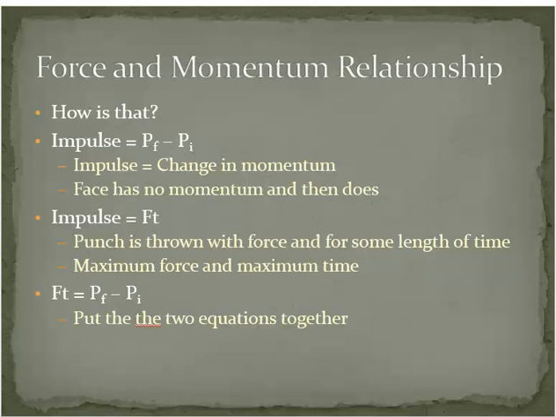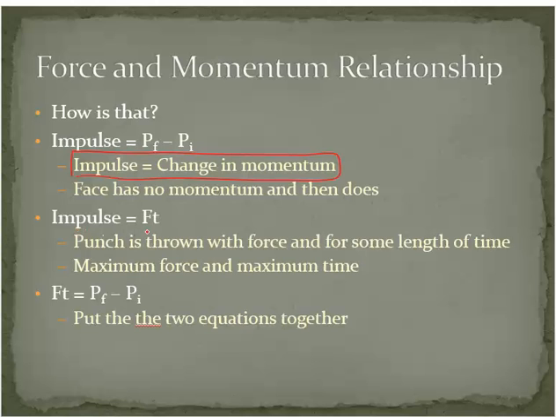Some of you may be saying, well, how is that? Well, impulse is a change in momentum. Impulse, as we're saying here, is a change in momentum. All right, and you hit someone, if you're boxing and you hit someone in the face and you make their face go backwards, you've changed the momentum of their face. Their face had no momentum, and then you made it go backwards, so it had velocity, so now it has momentum.